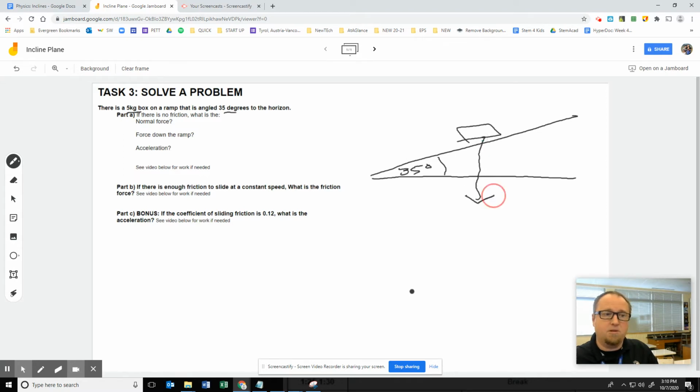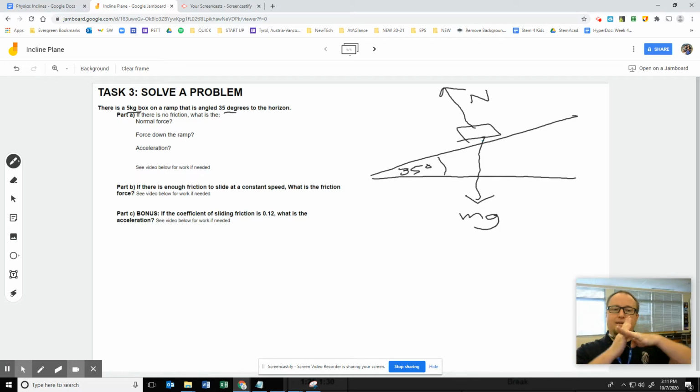Straight down would be the weight force. I'm just going to label it as M times G, or you can write it as a W or as a force with a little g. Those all work. I also have a normal force, not a natural force, normal, okay? Normal is a math term that means 90 degrees. So when things are normal, they're 90 degrees to each other. The surface can only push 90 degrees as a normal force. So if there's no friction, like we have in part A, there's no friction up the ramp.